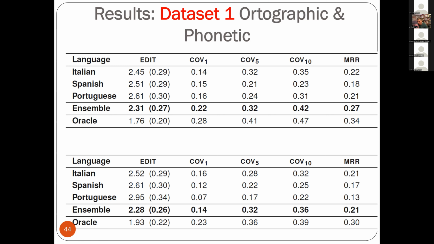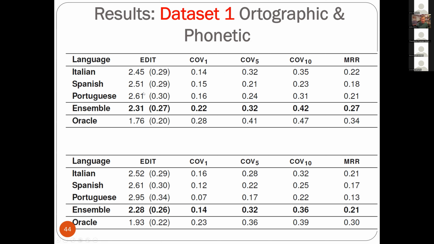If not, it is 0. For coverage 5 and 10, we are looking at the best 10, the first 10 words. So here is the result for Bouchard when we apply it on the orthographic and phonetic data of Bouchard, 231 and 228. We obtain better results with Ensemble on phonetic data.